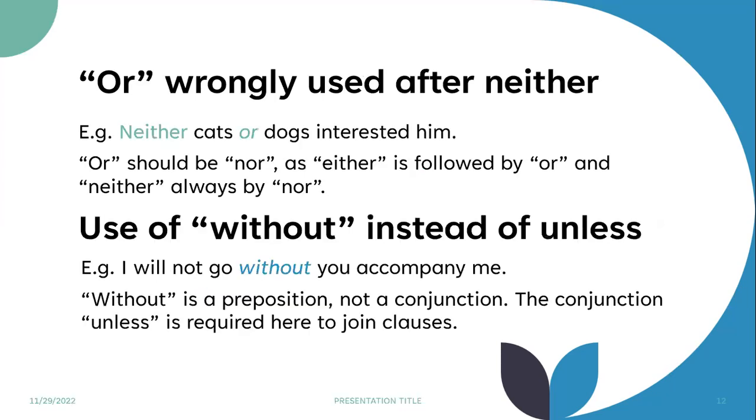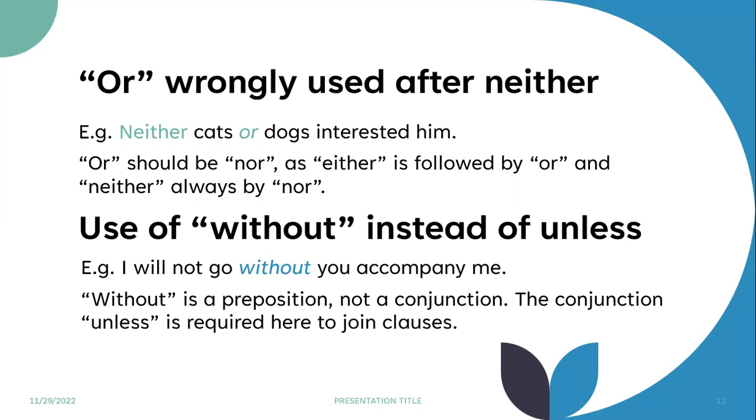Next we have or, wrongly used after neither. Neither cats or dogs interested him. Or should be nor, as either is followed by or, and neither always by nor. And we know that these are examples of correlative conjunctions. They come in pairs.